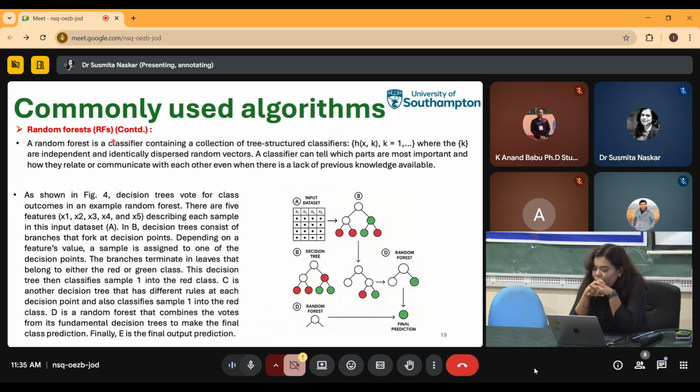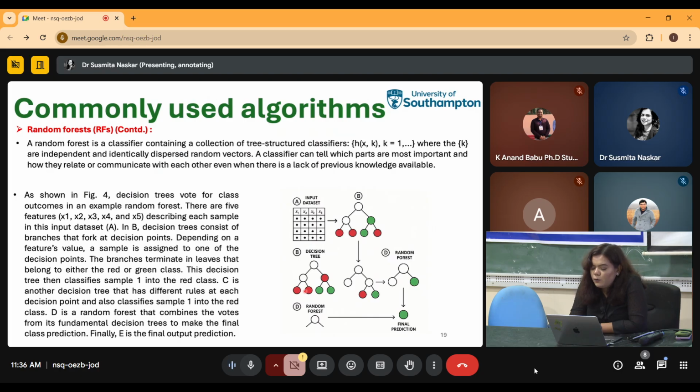So we start with an input data set A, which is described by several features. In this case, we have taken the features x1, x2, x3 to x5. Each decision tree in the forest, like B or C in the diagram, can evaluate these features and branch at each decision point, and assign each sample to one of the branches depending on its feature value, right? And these branches terminate at leaf nodes, which represent the class, for instance red or green.